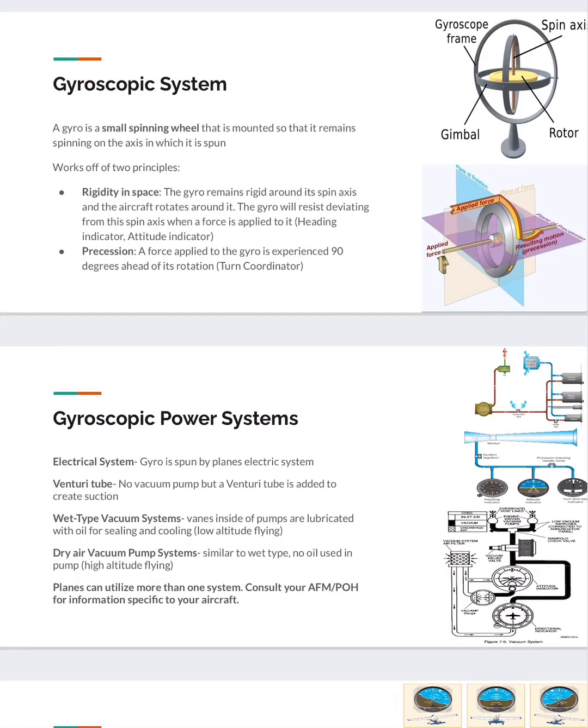All right, now we're off to gyroscopic systems. So the gyroscopic system is going to be working off of three instruments here. We have the attitude indicator, we have the heading indicator, and we have the turn coordinator.